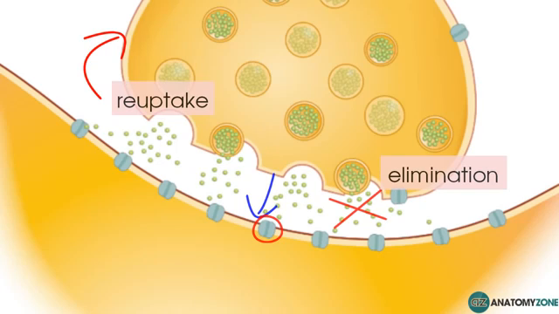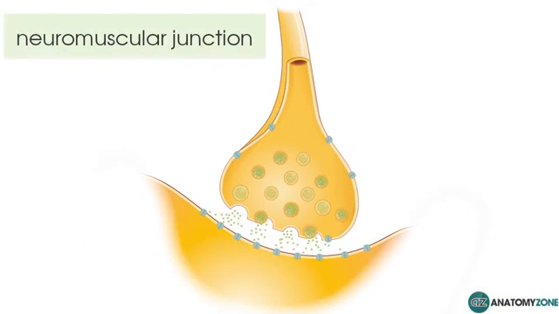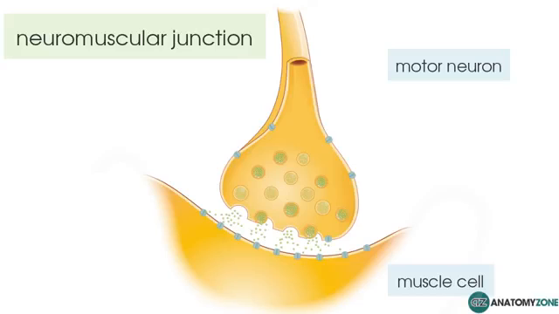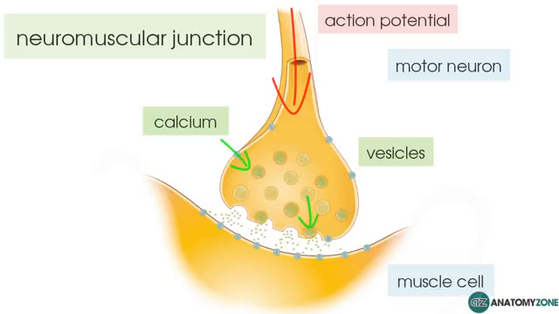So to illustrate this whole process with a specific example, we could take a look at the neuromuscular junction. So this is where the nervous system is in contact with the muscles. In this particular example, the neuron, the presynaptic neuron, would be a motor neuron, and the postsynaptic neuron isn't actually a neuron, it would be the muscle cell. So the process is the same in that an action potential arrives into the synaptic bouton, you get calcium influx, and you get fusion of the vesicles to the presynaptic membrane.